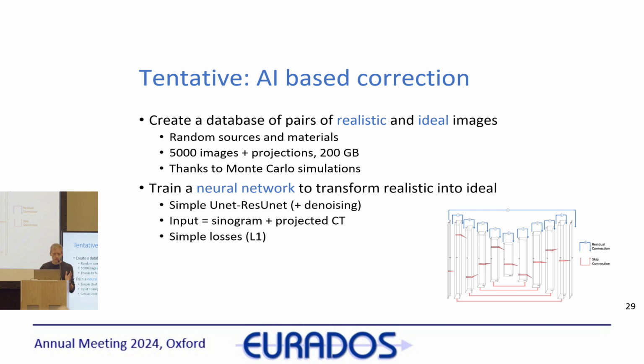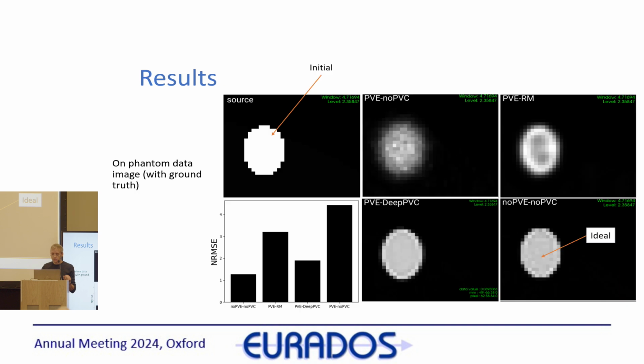This is a very simple neural network. There are two neural networks in reality, UNet and ResUNet. One is denoising and the other one predicts the ideal image from the realistic one. I won't go too much into detail, but these are very conventional image-to-image techniques. And I can show you some results here.